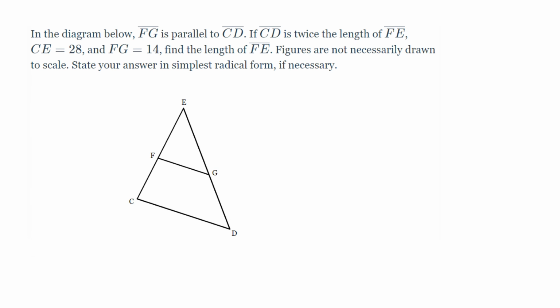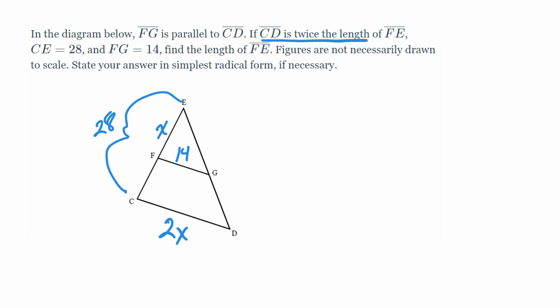Last one. Now, the last one we're going to take a look at, CE, the larger segment here, has a measure of 28. FG, the bottom of the small triangle, is 14. And it says CD is twice the measure of FE. So let's call FE x, which would make CD 2x.